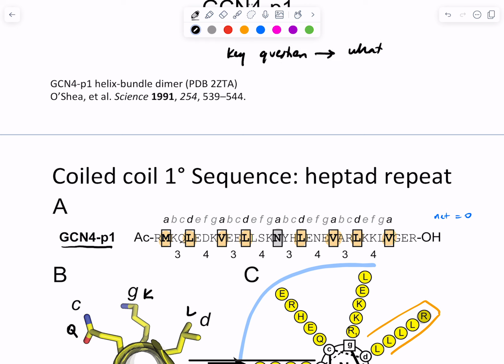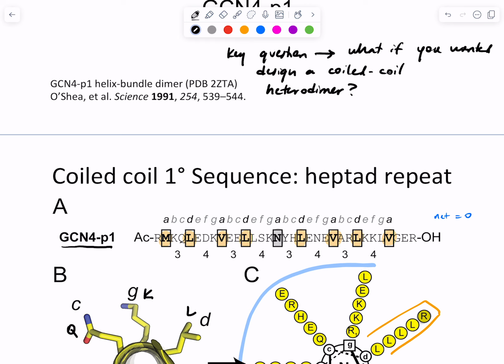What if you wanted to design a coil-coil heterodimer? That means you want two peptides, two copies of this molecule, and you want them so that they don't form homodimers with themselves. You want an A peptide and a B peptide that don't form an A homodimer and don't form a B homodimer. You want them to form an A-B heterodimer.